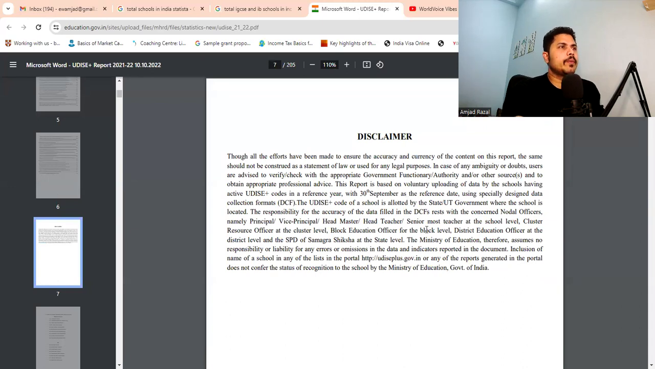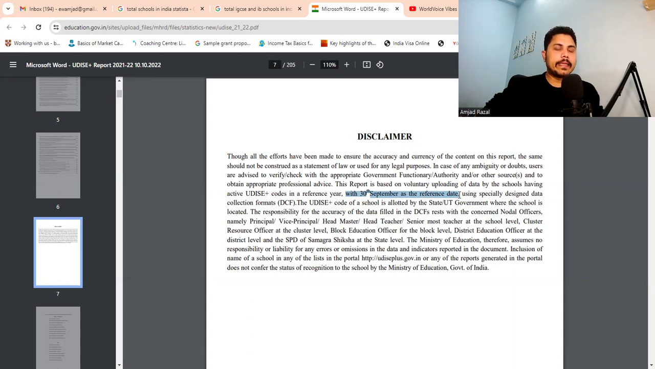Basically, whenever everybody publishes data, they always give a disclaimer that somewhere there will be some difference or disparity, so we should be okay with that. The accuracy of this data is managed by the DCF and the nodal officers, school principals and headmasters, and all the people that I'm highlighting here. So what do they do? Every year, by 30th September, they get a notification from the government, where the school principals are supposed to log in and submit the data online, and somewhere it is collected manually.